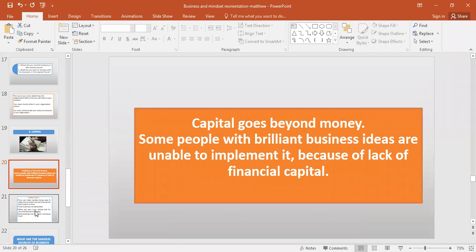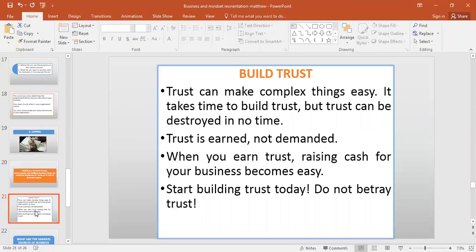Because of the mentality of cash being the only capital for starting a business, a lot of business ideas are not being brought to fruition, brought to reality, because we are always looking at cash. The question is, aside from cash, what other thing do I need to start the business? So what you need to do is start by building trust.